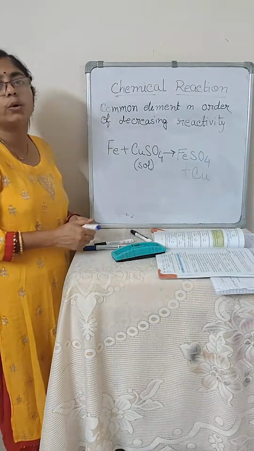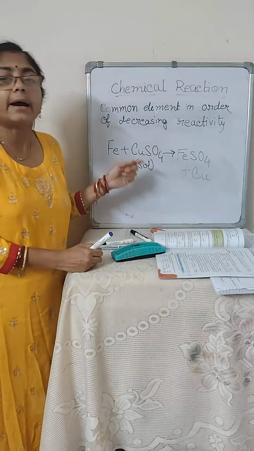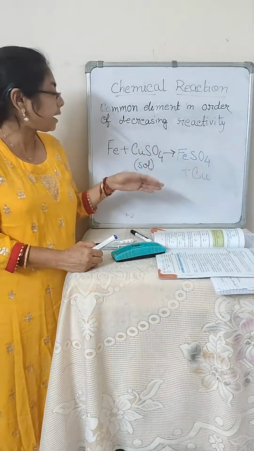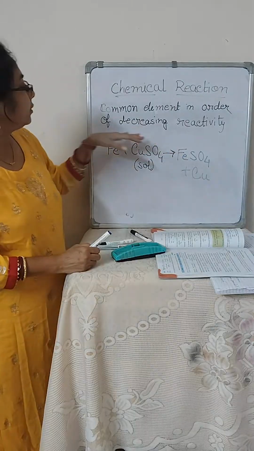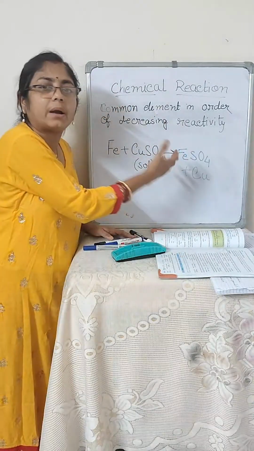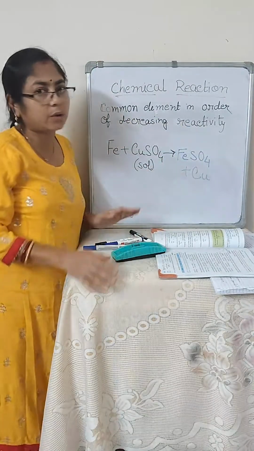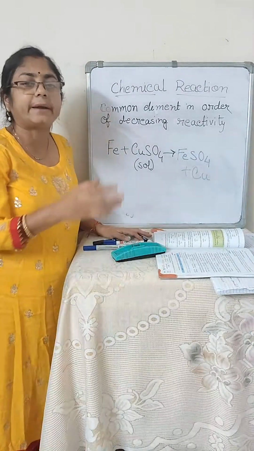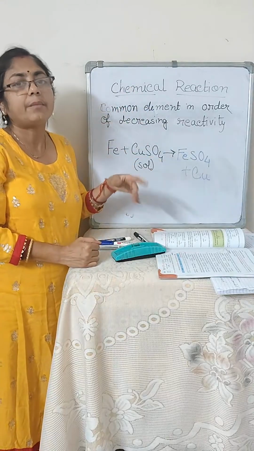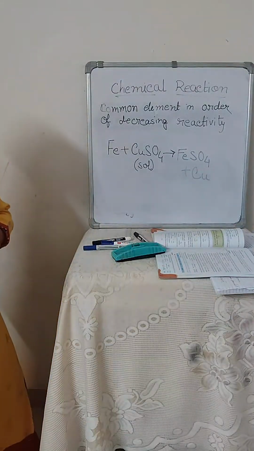FeSO4 plus Cu. Here, iron and copper sulfate are both present. Here iron is more active. So what happened? The iron decreased. It replaced copper. Very good. FeSO4 aqueous solution is created, and copper is separated. This copper makes a coating on the knife. It is a very important question.